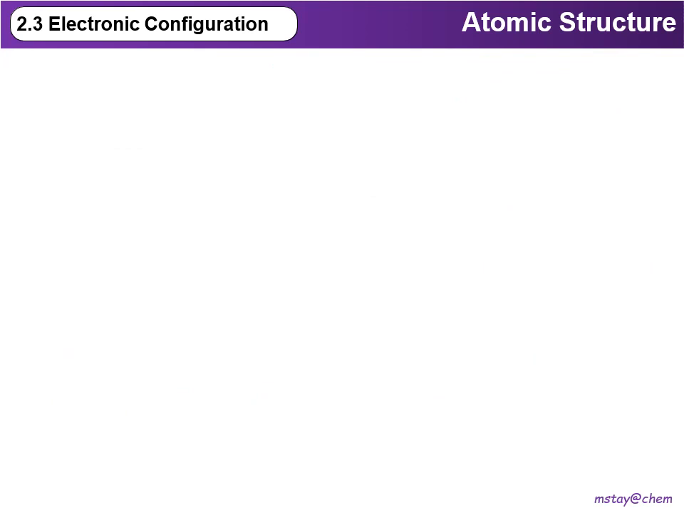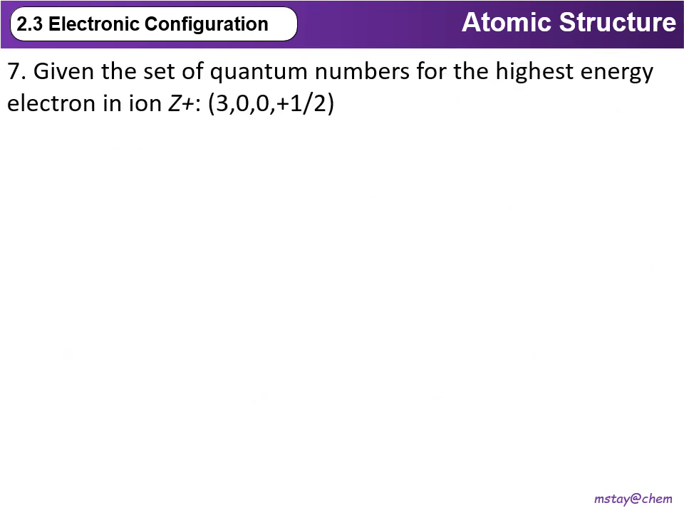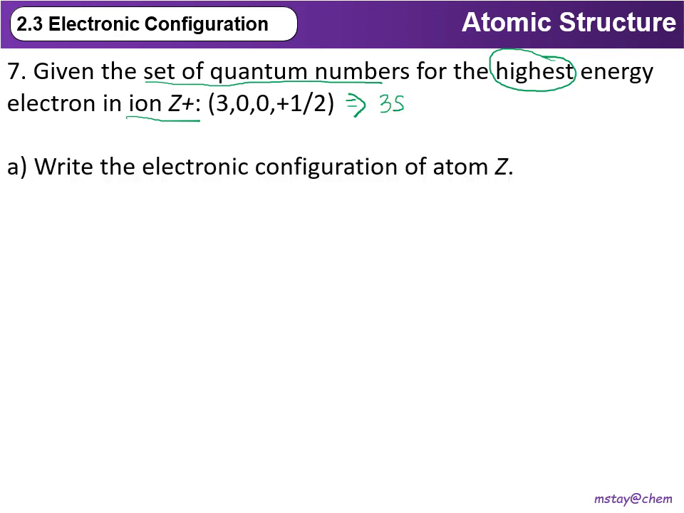Last question of the tutorial, question 7. Given the set of quantum numbers for the highest energy electron in ion Z+. When we look at the set of quantum numbers 3, 0, 0, positive half, we have the idea that the electron with the highest energy in the ion Z+ can be found in the 3s orbital. So let's check the question: write the electronic configuration for atom Z.